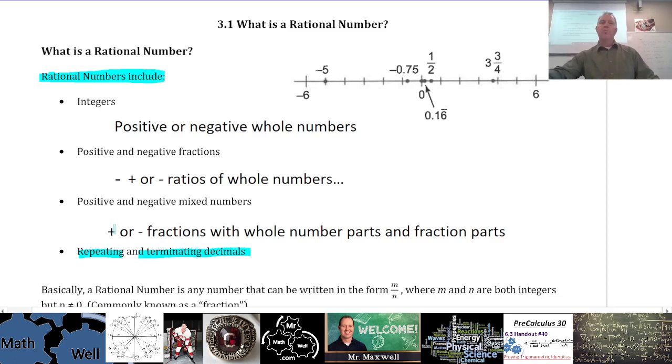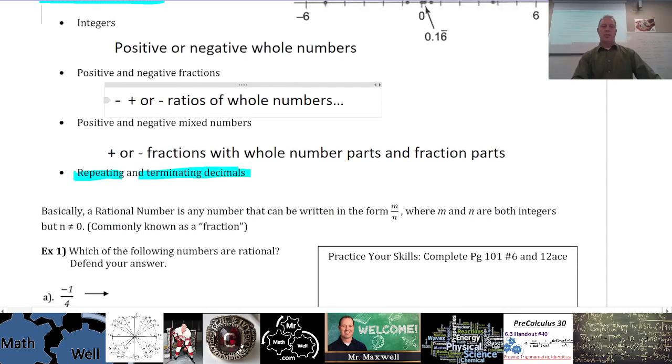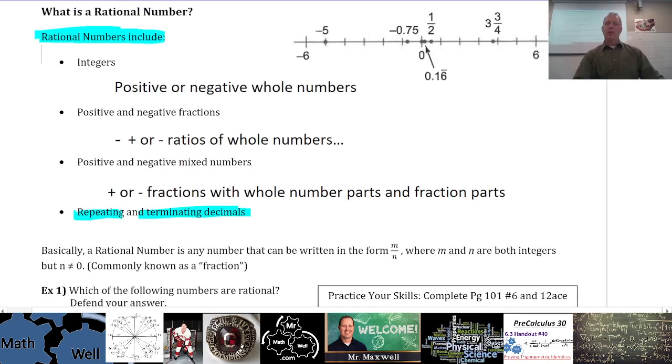But now, only repeating decimals and terminating decimals are considered rational numbers. Everything else is called irrational, but we will continue on with that. So basically, to sum all this up, a rational number is any number that can be written in this form. That is m over n, where m and n are both integers. Okay? So this is super important right here, and you should have this in your notes.